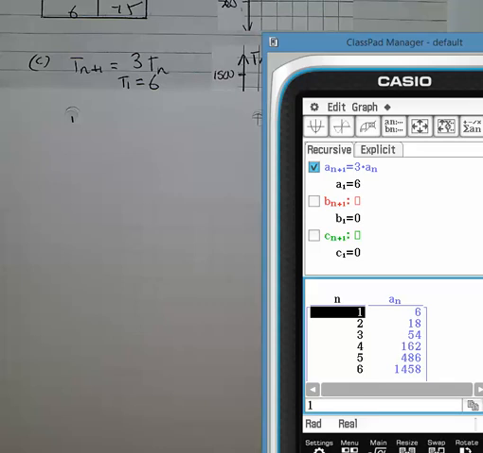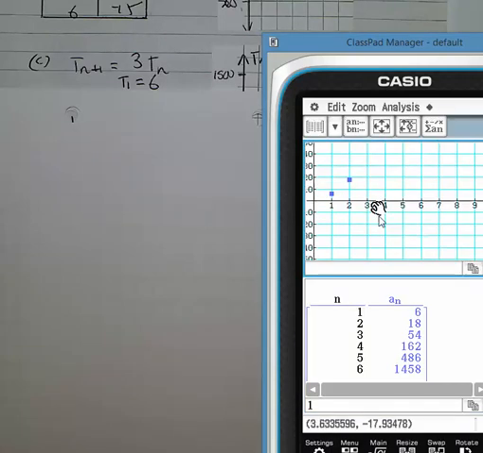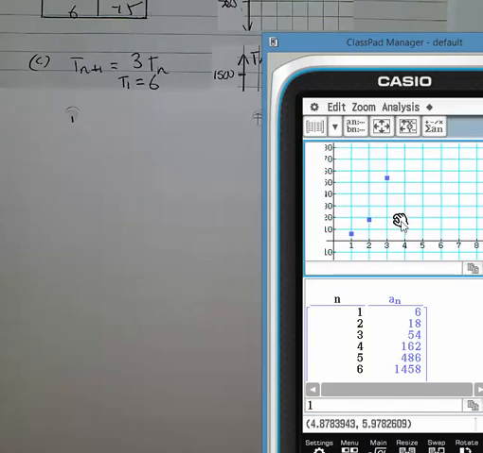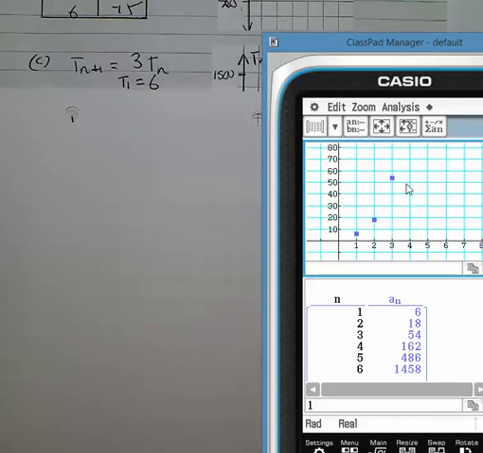When it comes to part C, you've got a classic geometric progression starting at 6. Be a little bit cautious how you graph this, as it does start to head off in a very sharp exponential direction. You can see my graph there. I'd have to rescale that a little bit in order to get 6 terms in.